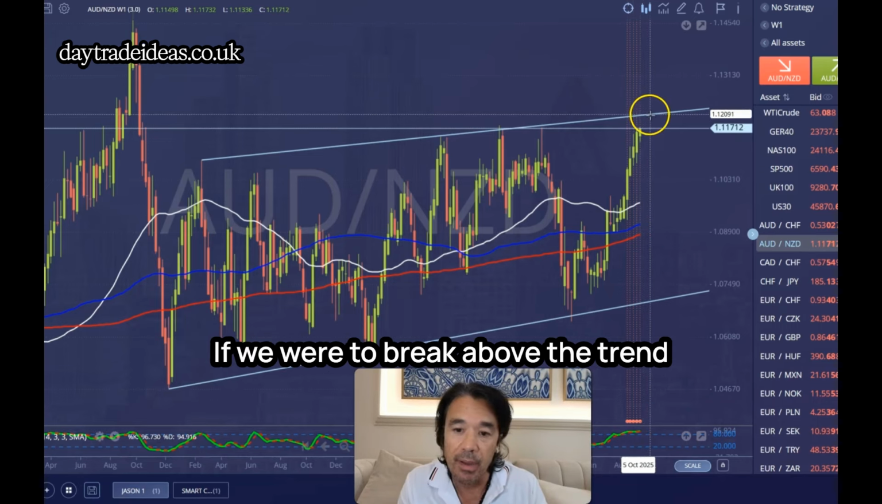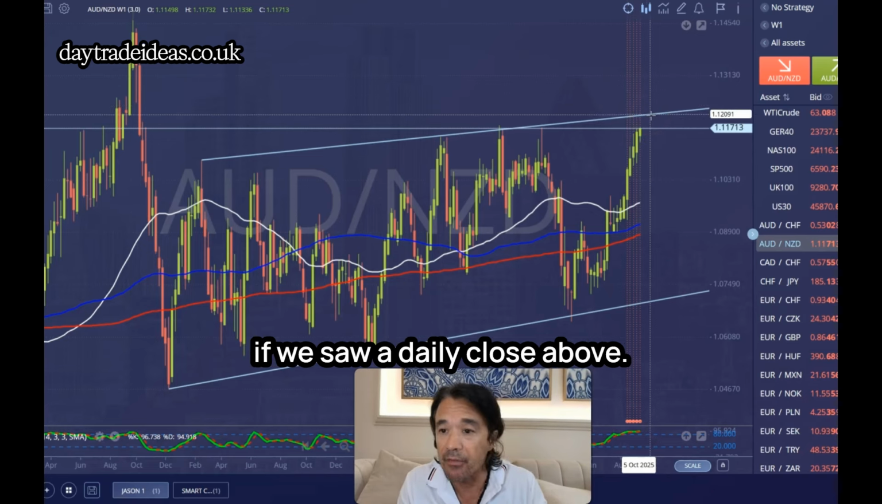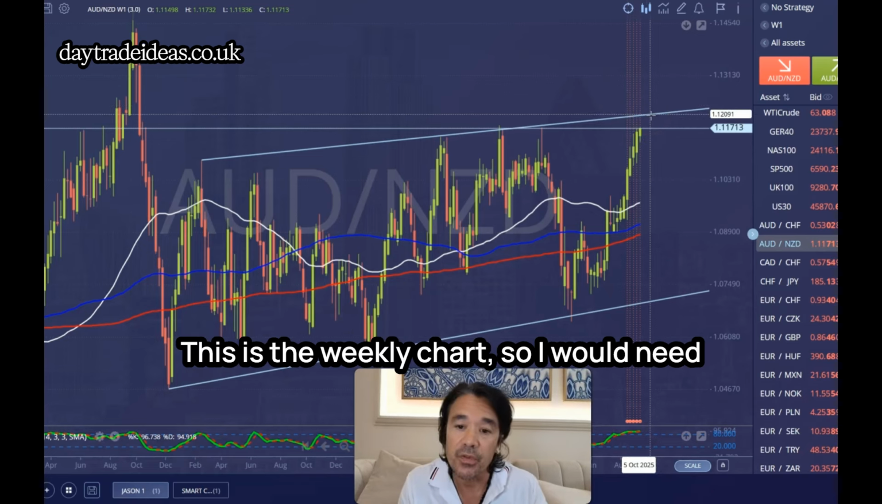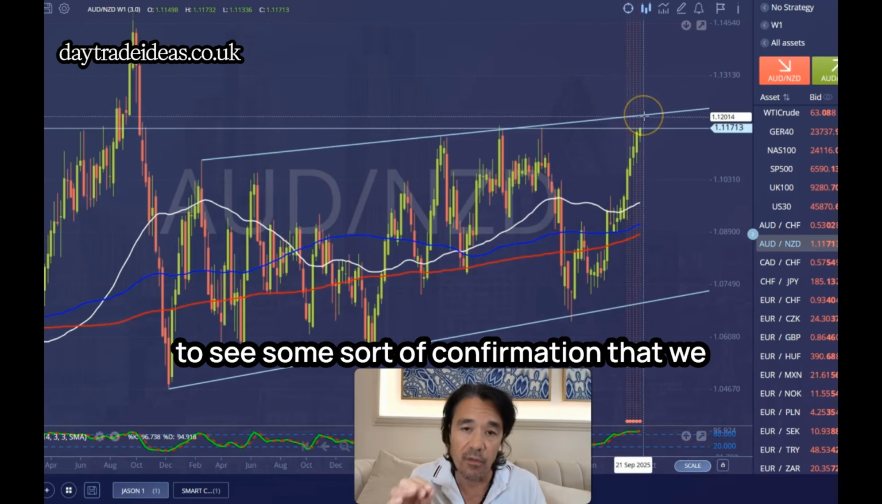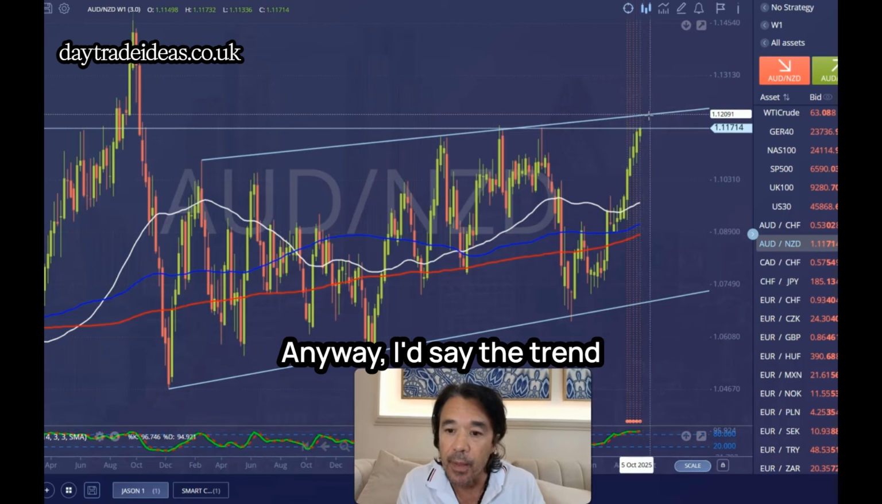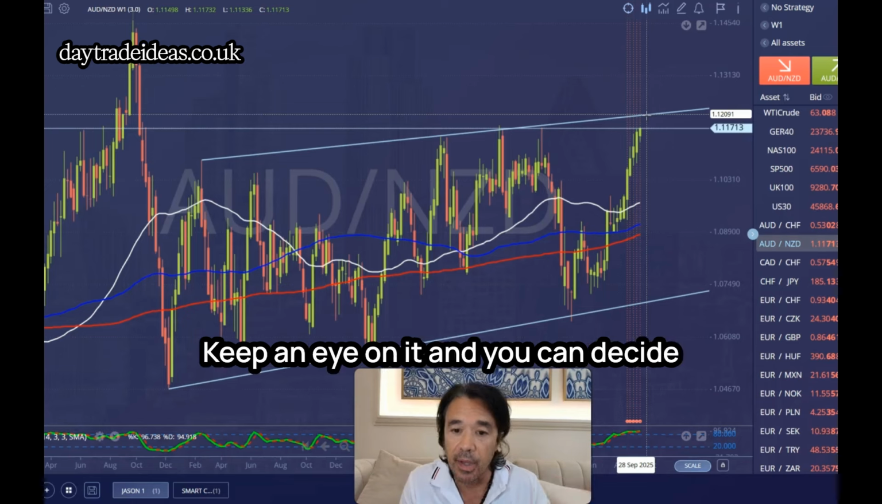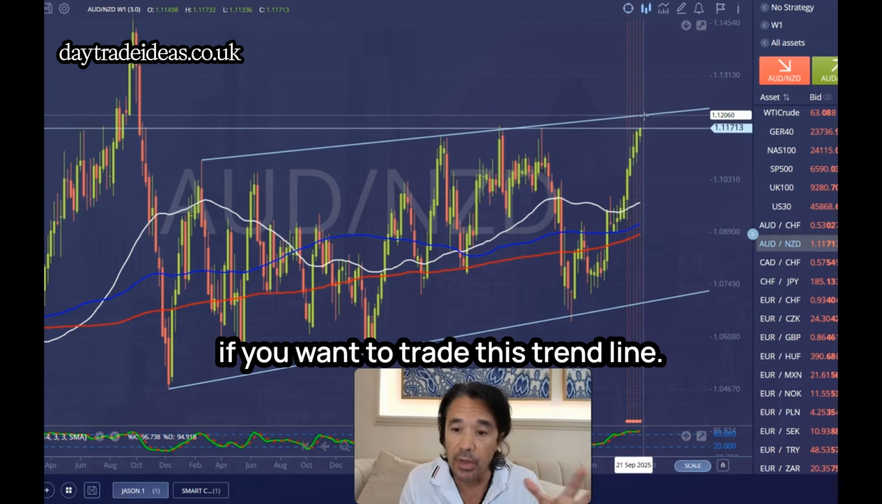If we were to break above the trend line, that could be a buy signal if we saw a daily close above. This is the weekly chart, so I would need to see some sort of confirmation that we are seeing a close above the trend line, but we'll keep an eye on that during the week. Anyway, I'd say the trend line is around 112.00, 112.20. Keep an eye on it, and you can decide if you want to trade this trend line.